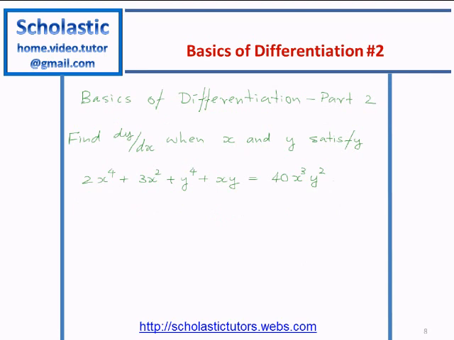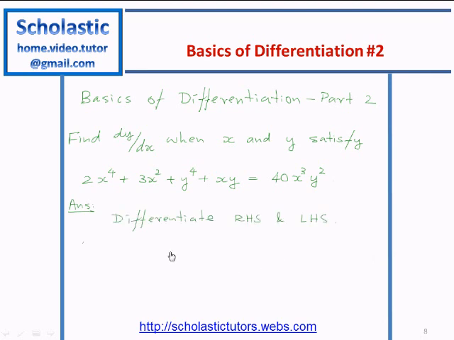Okay, let's see an example here. Find dy by dx when x and y satisfy this equation: 2x to the power 4 plus 3x squared plus y to the power 4 plus xy equal to 40 x cubed y squared. So to do this, what we need to do is differentiate the left hand side and the right hand side with respect to x.